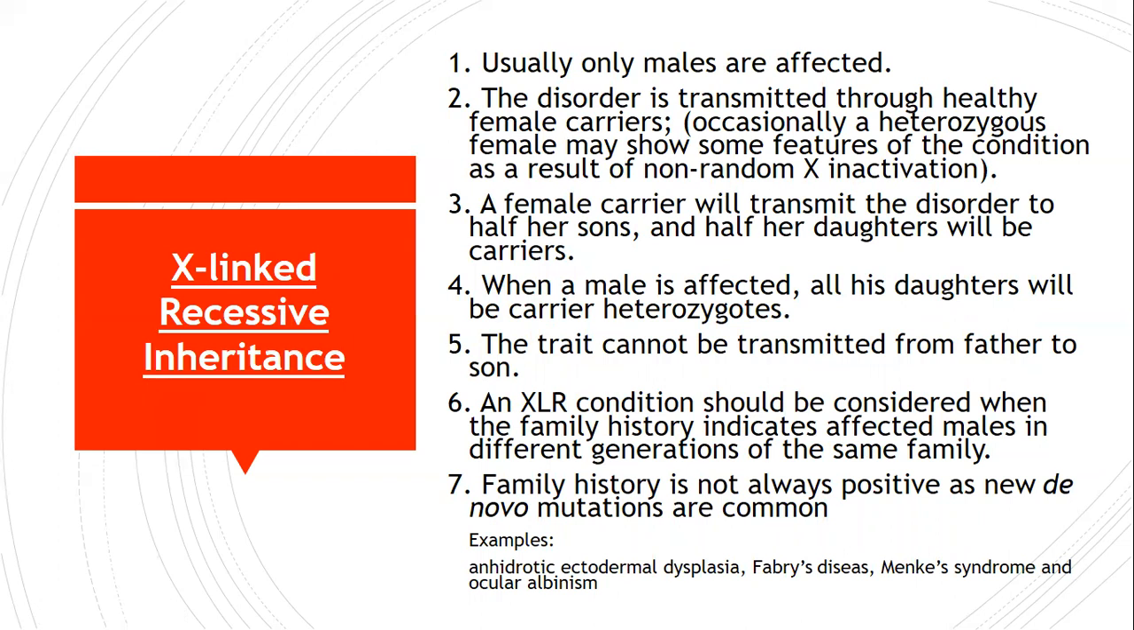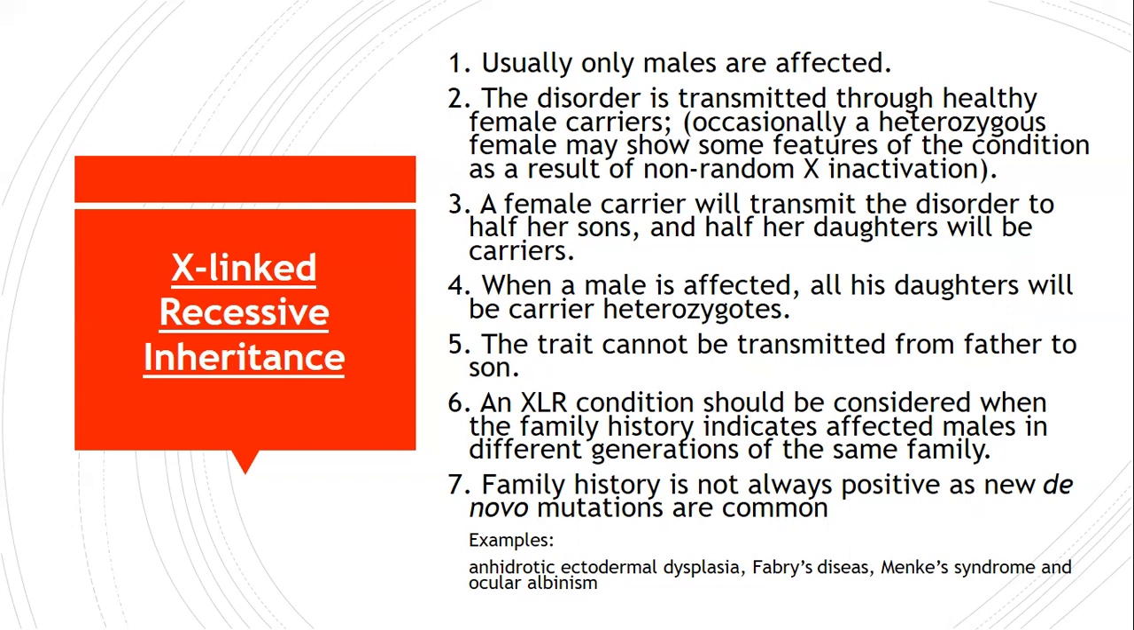X-linked recessive inheritance. Usually only males are affected because males will not have a heterozygous dominant gene suppressing that particular character. The disorder is transmitted through healthy female carriers. Occasionally, a heterozygous female may show some features of the condition as a result of non-random X inactivation that I will explain later. So usually the females will not manifest, but some may manifest if one of the X chromosomes is inactive.